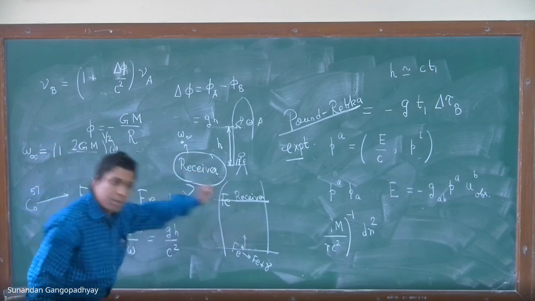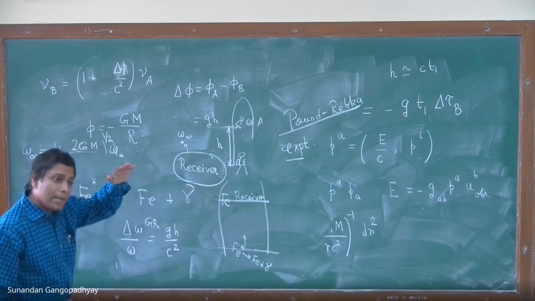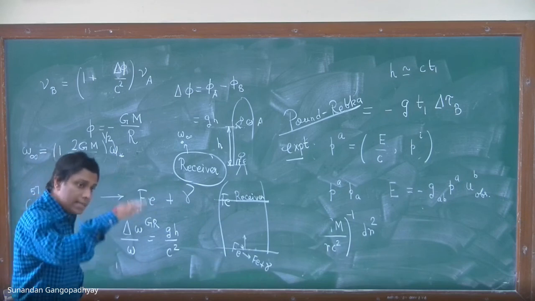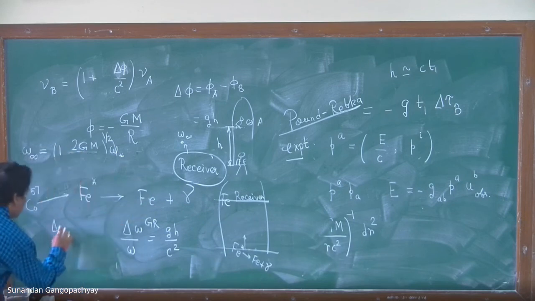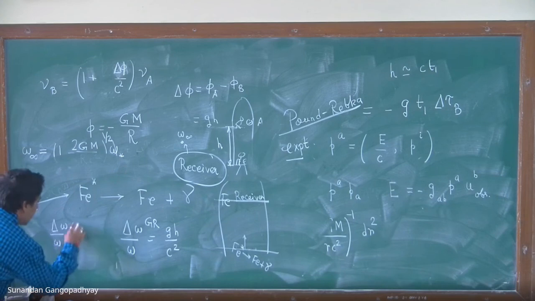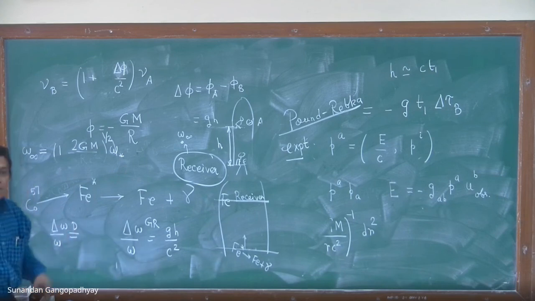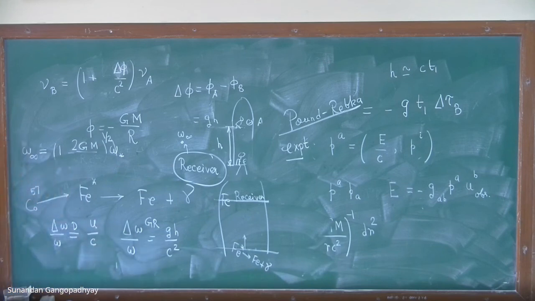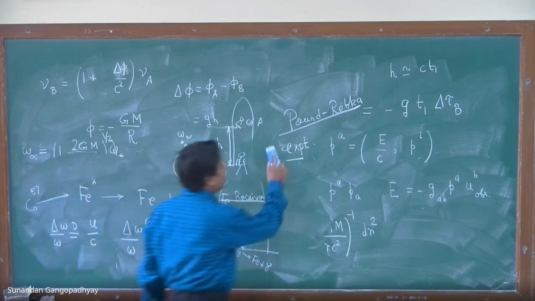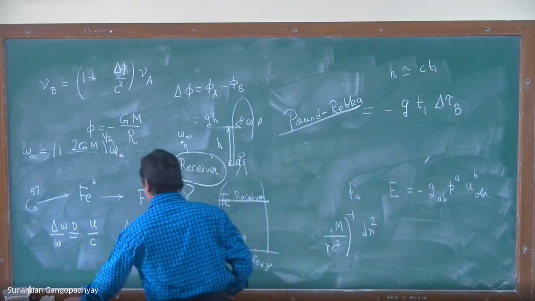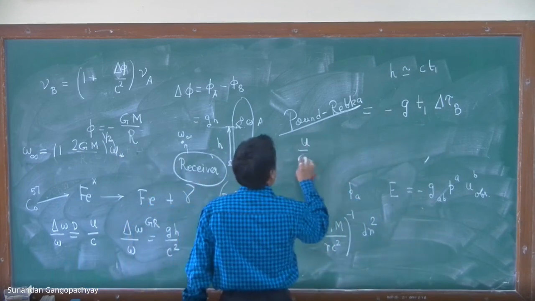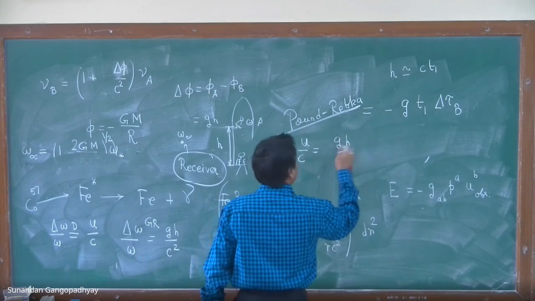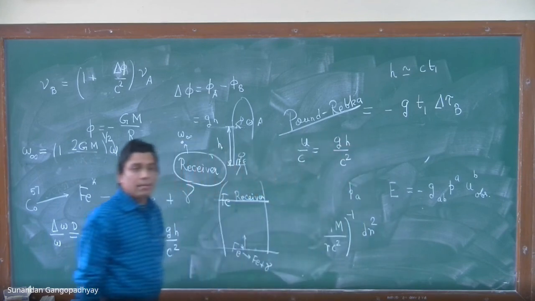Redshift current frequency is omega. And Pound and Rebka gave a blue shift, and that is due to the Doppler effect. So delta omega by omega for Doppler, that will be what? The Doppler factor, velocity u by c. Just equate these two. So u by c equals gh by c square.